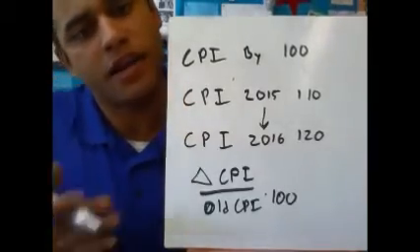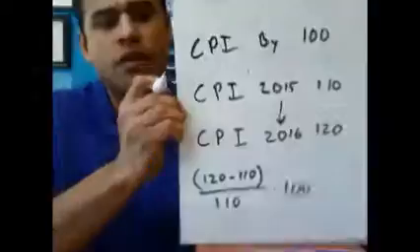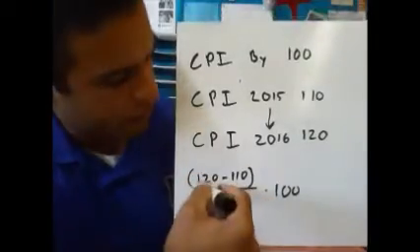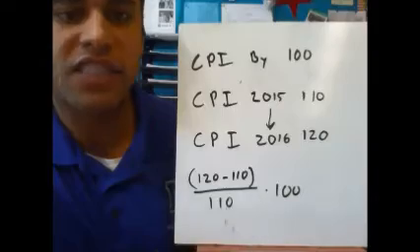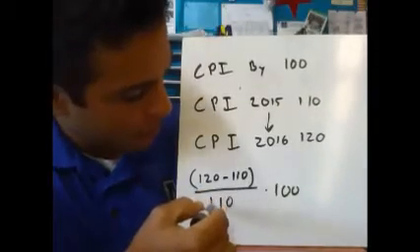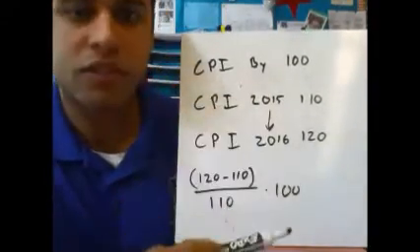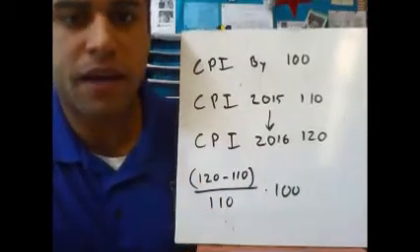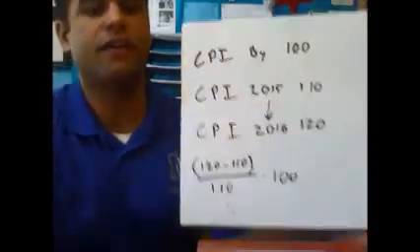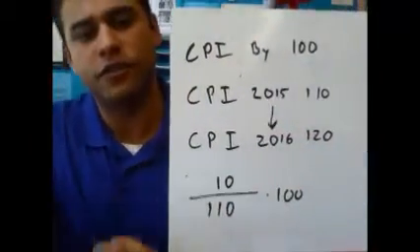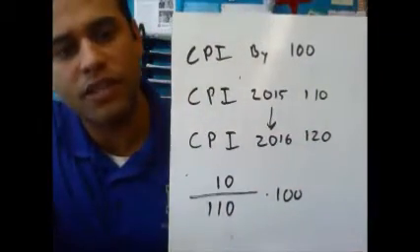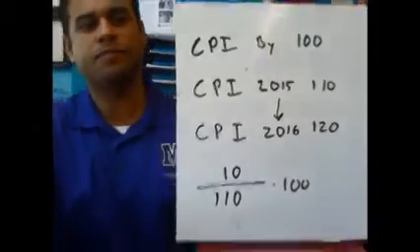So I'm going to go ahead and rewrite it using the numbers that we've got. Here it is rewritten, and I've expanded it out. 120 minus 110, because that's going to give us the change in CPI. And we put that over 110 because that's the older CPI, and then we'll multiply that by 100. So let's start to solve that now. Simplified a little further, it looks like 10 over 110 times 100.